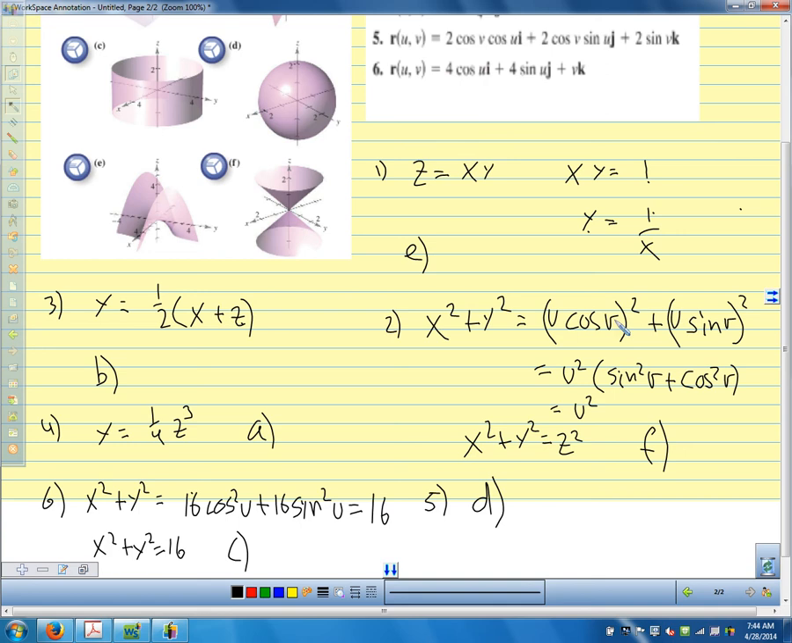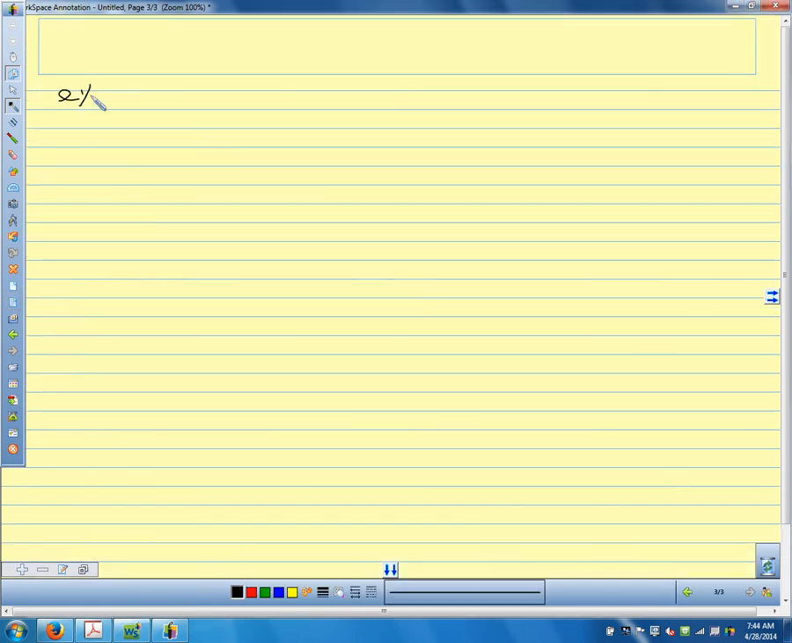All right. So let's look at a couple more examples where we're just looking at the equations and not worrying about the surfaces. So I just want to work a few of these. So we want to find the rectangular equation.